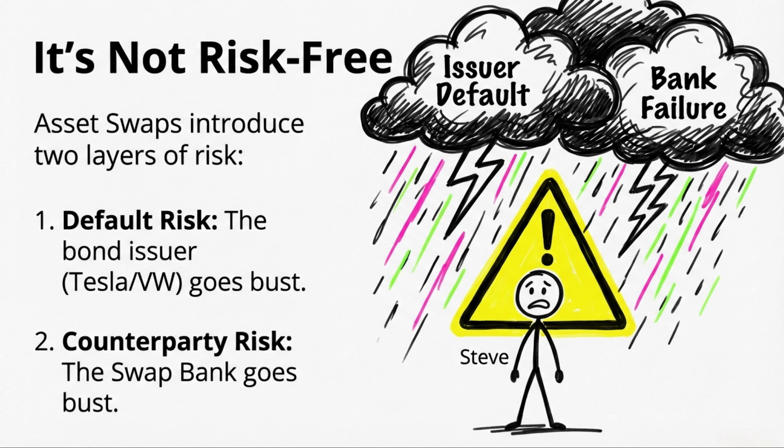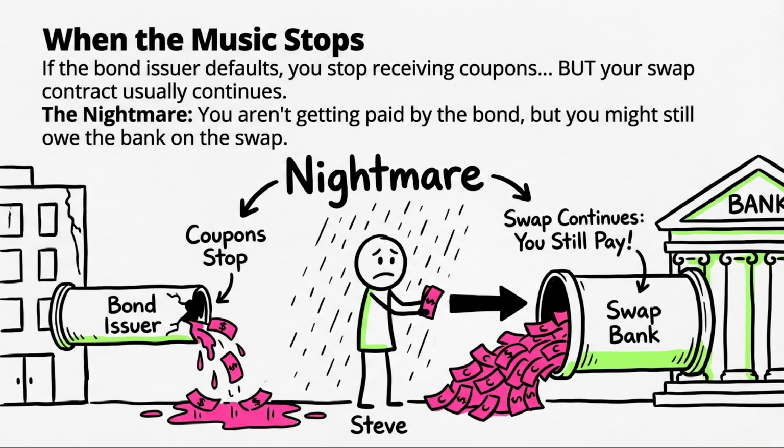Understanding the risks. Before we conclude, we must talk about risk. An asset swap is not a risk-free trade. There are two main risks you need to be aware of. 1. Default risk on the issuer. If Tesla or Volkswagen goes bankrupt, they stop paying the coupon.